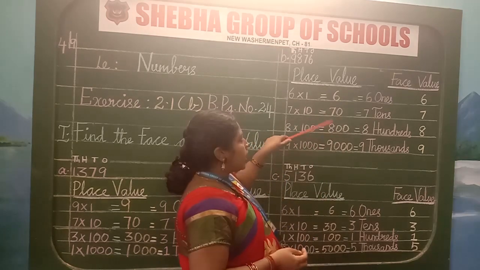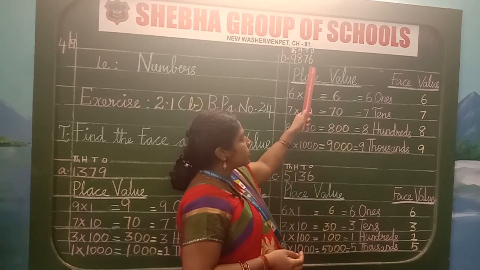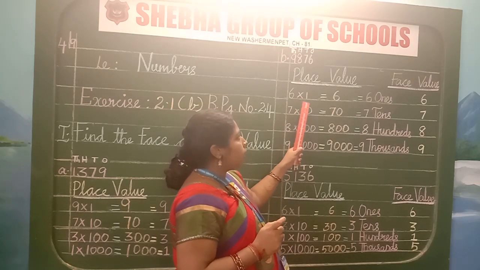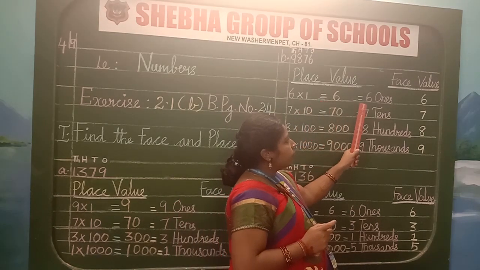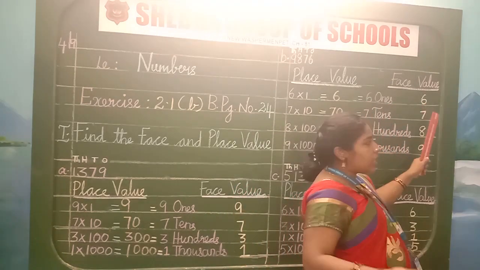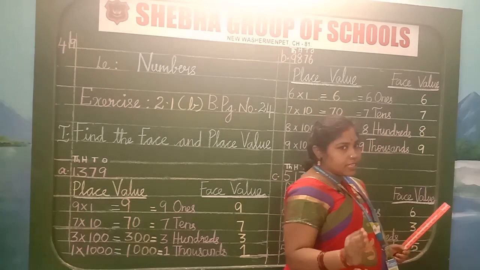In the next line, write 6 ones. So it is in the ones place value. So 1 times 6 equals 6. We can write 6 ones. And in the face value side, write the number 6.